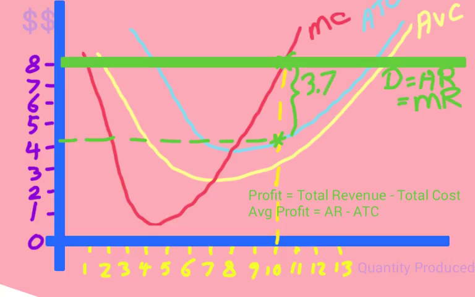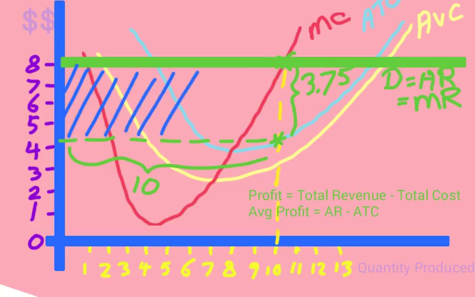That's our average profit. And if we multiply it by the quantity, of course we know that this quantity is 10. And we know that 10 times 3.75, or 37.50, which also is the same as the area of this rectangle, length times width, equals 37.50. So this firm is experiencing an economic profit, a positive economic profit.